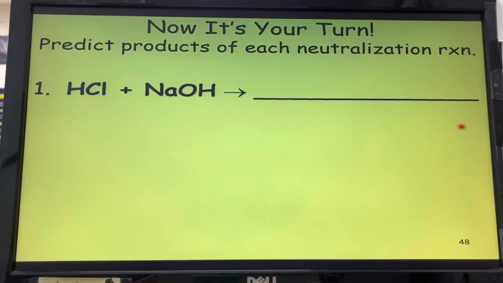So predict the products of each neutralization reaction. This was the very first one that you saw on the very first opening slide to part 2 notes. This is hydrochloric acid and sodium hydroxide. If it's a double replacement, that means the cation from the base is going to hook up with the negative from the acid. Which one of these is negative? Right, chlorine is -1. So you're going to get sodium chloride, and what's HOH? That's water. Every time it's a salt and water, okay?